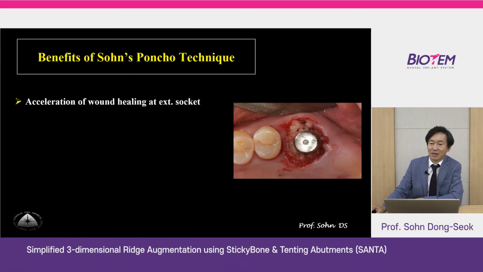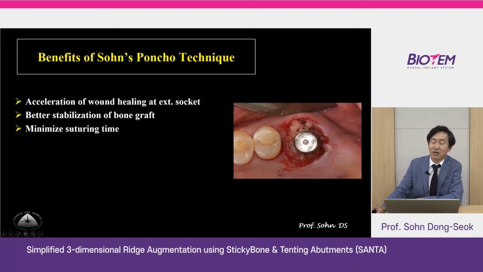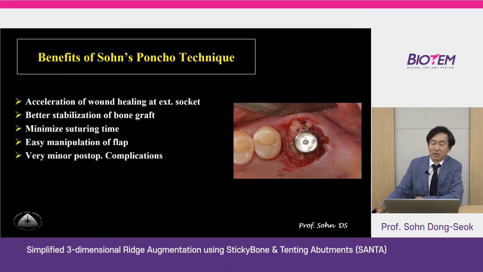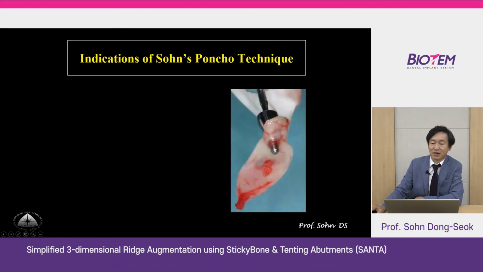This technique has many benefits. The CGF membrane accelerates wound healing at the extraction socket, and this CGF membrane stabilizes the grafting materials during the healing period. In many cases, you don't need to do the suture at this stage, so you can minimize the suturing time. So this technique makes flap manipulation simple and easy. So post-operative complications are very minor. You can maintain the zone of attached keratinized gingiva with this technique.